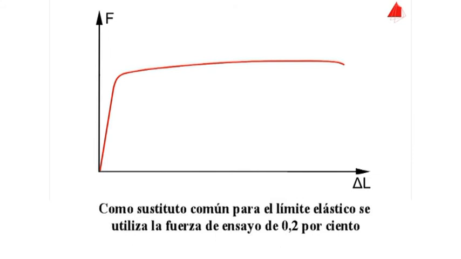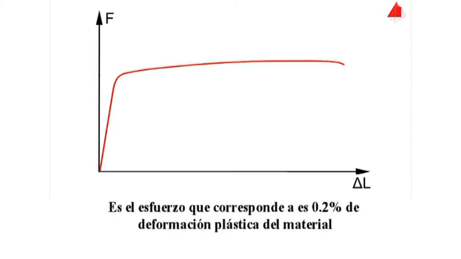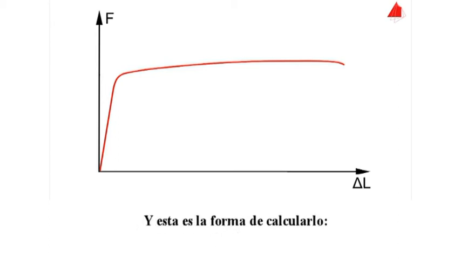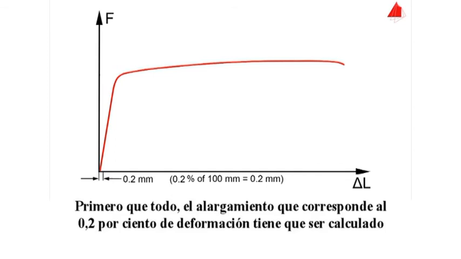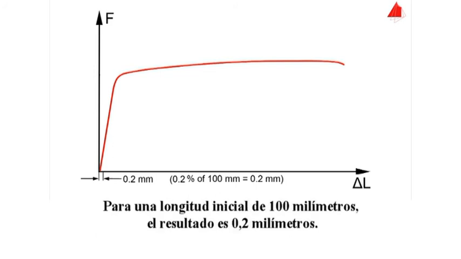As a common substitute for the yield strength, the 0.2% proof strength is used. It is the stress that causes 0.2% of plastic deformation in the material. And this is the way to calculate it. First of all, the elongation that corresponds to 0.2% of strain has to be computed. For an initial gauge length of 100 mm, the result is 0.2 mm.